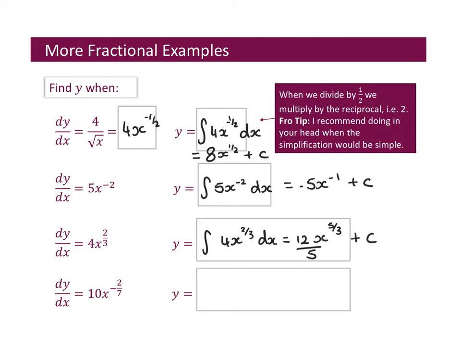5, plus c. Okay, the next one, we're going to integrate 10x to the power of minus 2 over 7 with respect to x. So increase the power by 1. 5 over 7. 10 divided by 5 over 7 is 10 multiplied by 7 over 5, which is 70 over 5, which is in fact 14, plus c.